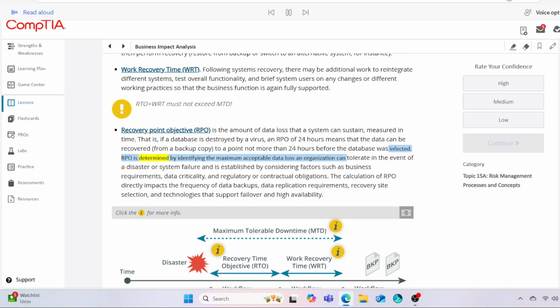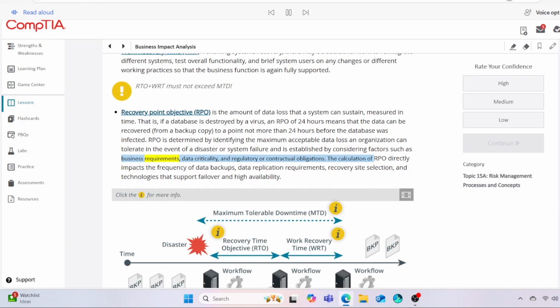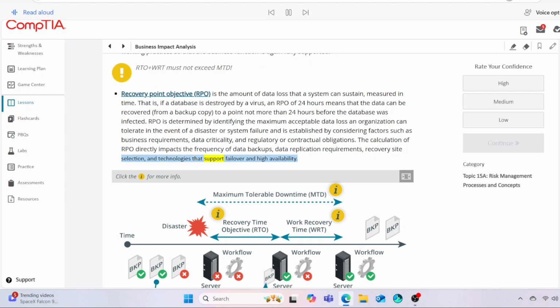factors such as business requirements, data criticality, and regulatory or contractual obligations. The calculation of RPO directly impacts the frequency of data backups, data replication requirements, recovery site selection, and technologies that support failover and high availability.